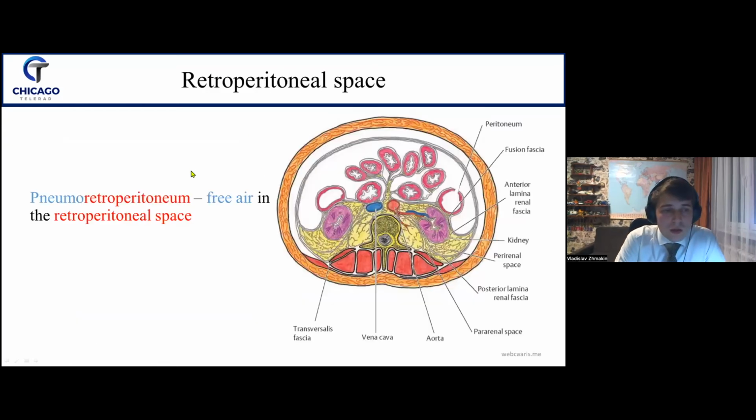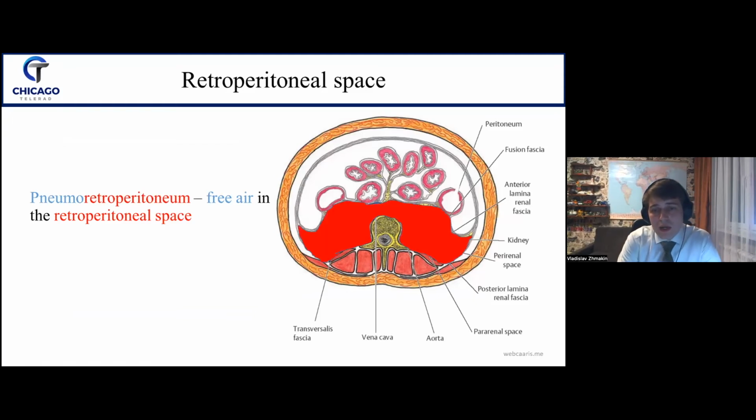Going to pneumoretroperitoneum, again, I'm going to show the anatomy, and I'm going to highlight the retroperitoneal space, not cavity, in red. It's very important. Why? Because in a cavity there is no resistance to air movement, but in a space filled with fat and the retroperitoneal organs, air is locked. So it's difficult for the air to move.